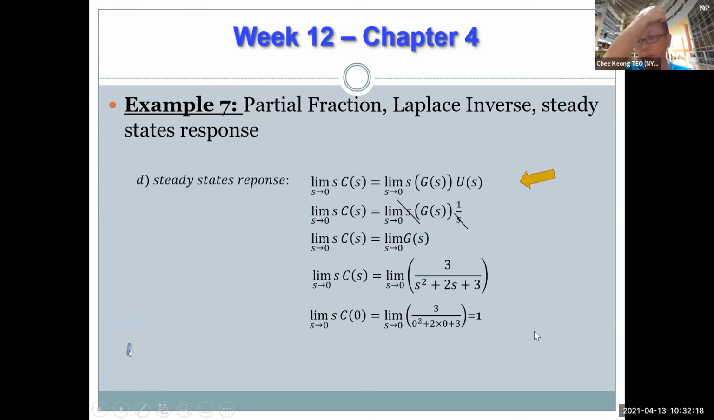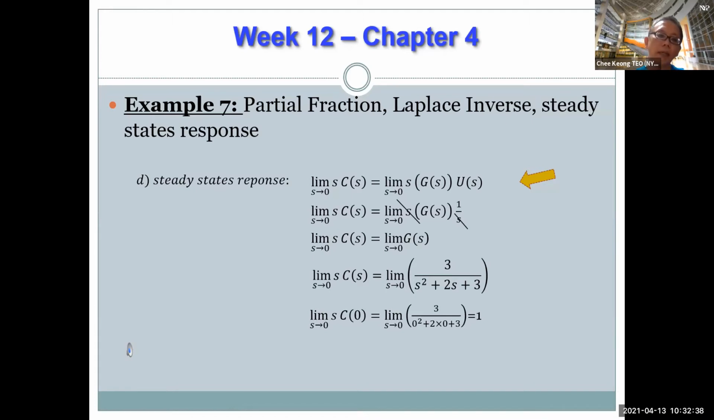Again, for steady state response for the system, cancelling S and 1 over S for U, S, and setting S equals 0 yields steady state response to be equal to 1. Okay, so the last part of the example 7 requires us to find the steady state response, right?